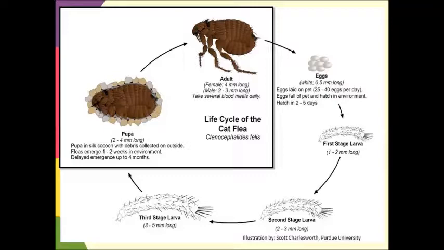Usually, cat fleas live in the resting places of their hosts when they are not feeding, and will jump on their hosts when they need to feed on blood.